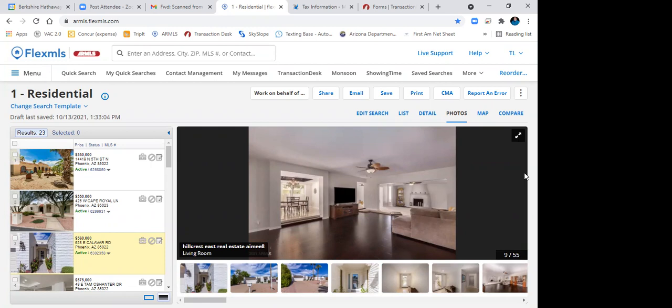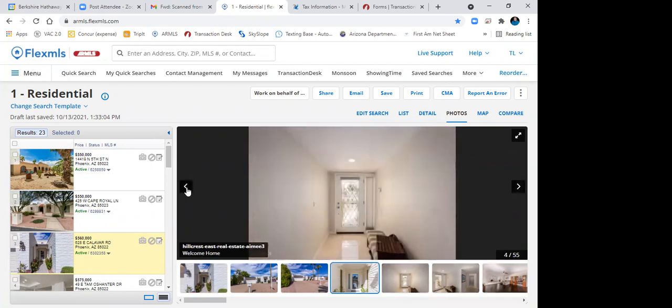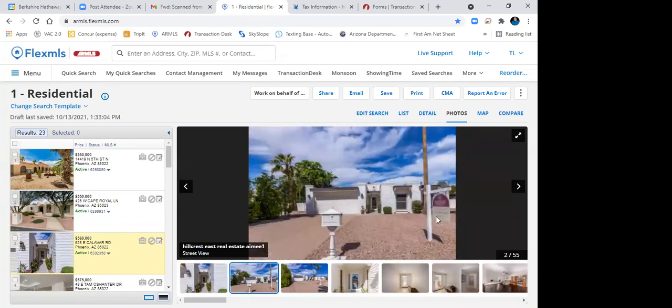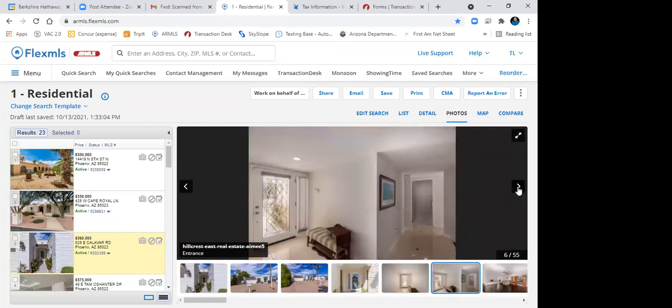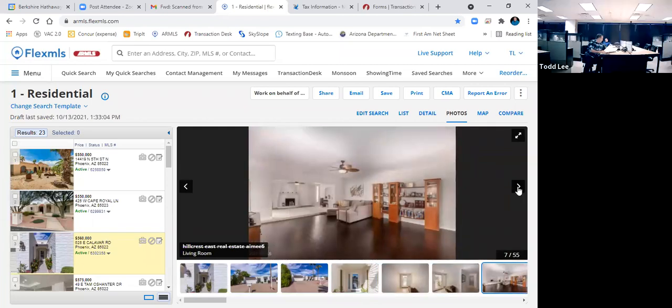Take a look again. Just let me know what you think. The photographer did blur them, but maybe, let me know. Yeah. You can still make it out, Berkshire Hathaway. I would probably just Photoshop it out completely. Okay. Just to make sure. I would hate to see us get a fine since I'm the co-listing agent on this.